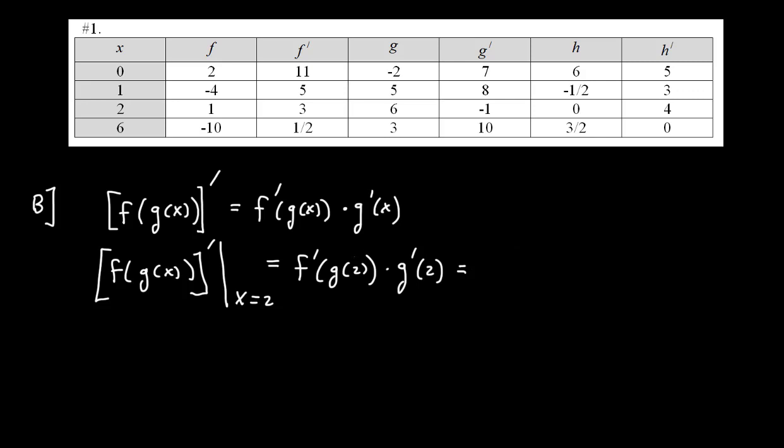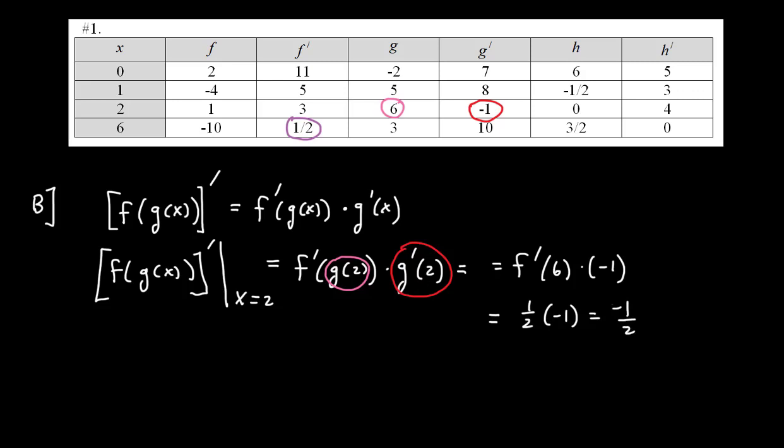Okay, so the first thing I'm going to find is g of 2. And g of 2 is equal to 6. The other thing I'm going to find here is g prime of 2. And g prime of 2 is equal to negative 1. So this is going to be f prime of 6 times a negative 1. And now I compute f prime at 6. F prime at 6, let's see, is a half. So we have 1/2 times negative 1, or simply negative 1/2.